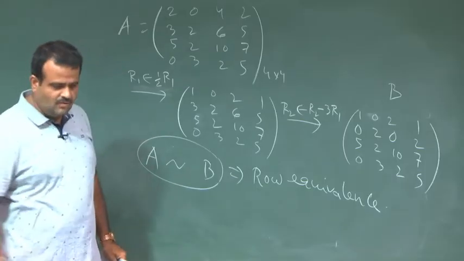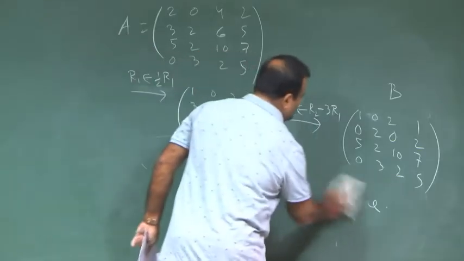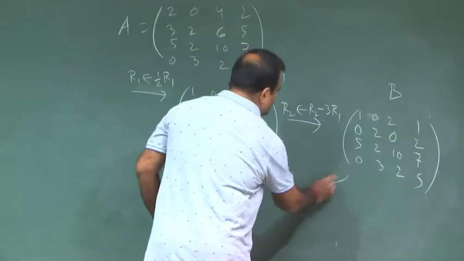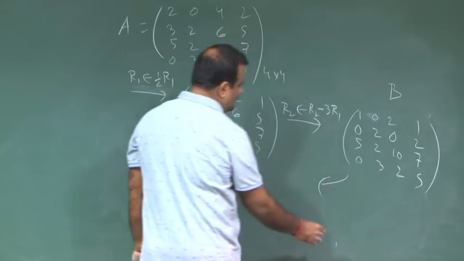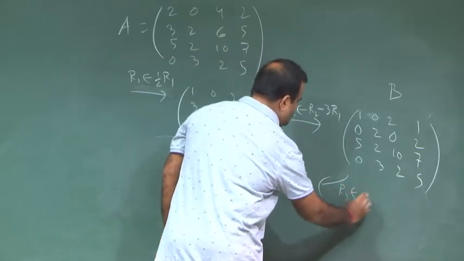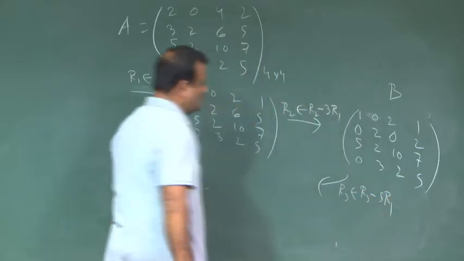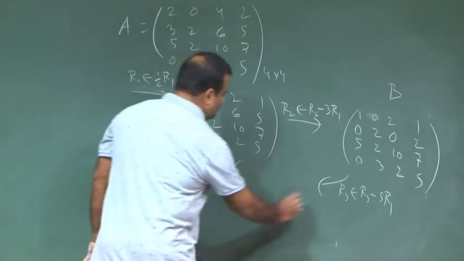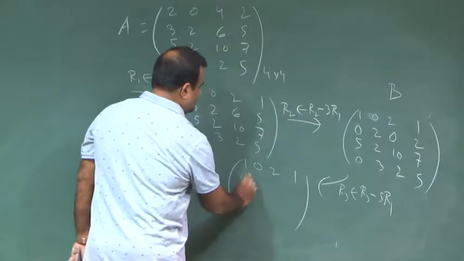Okay. So, similarly, again we apply a row operation on this. Now, this we are going to change. We multiply 5 with R 1. So, R 3 is going to be replaced by R 3 minus 5 into R 1. This is another elementary row operation. Okay. So, if we do this, then it is becoming, only R 3 is changing.